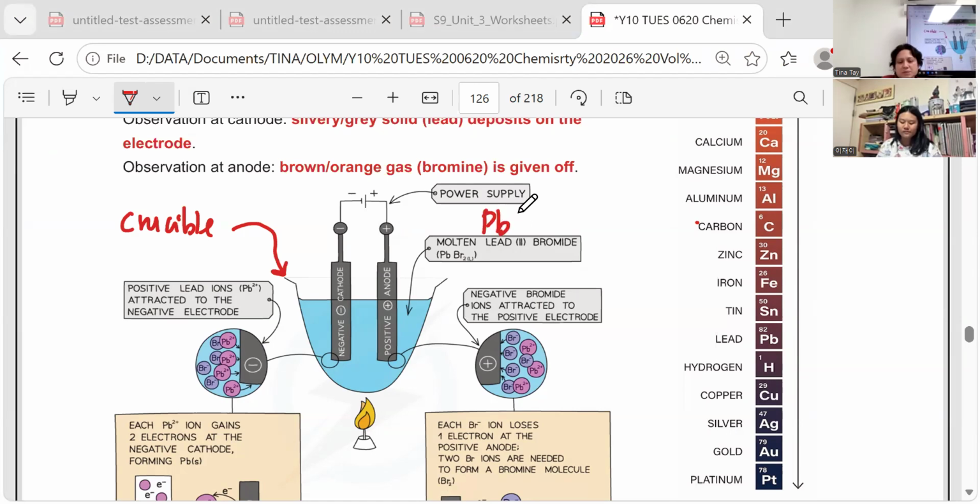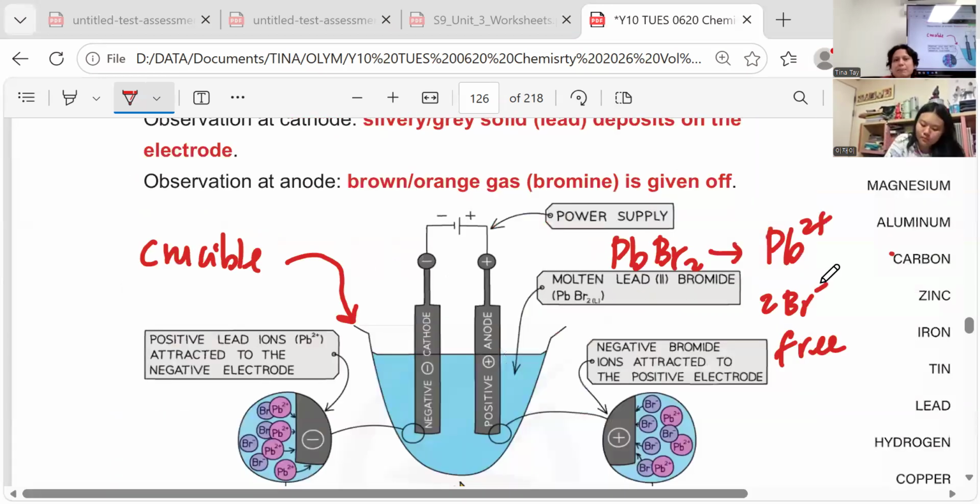So lead(II) bromide is PbBr2. In solid, it cannot conduct electricity. When you make it into molten, the lead ions and the bromide ions are freely moving. Okay? So lead ions are positive. Positive lead ions are called cations. Negative bromide ions are called anions.